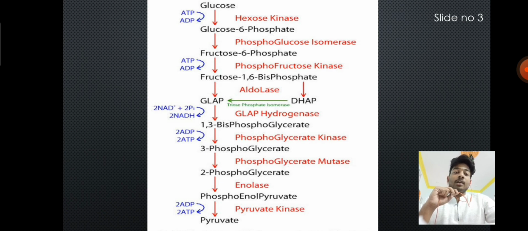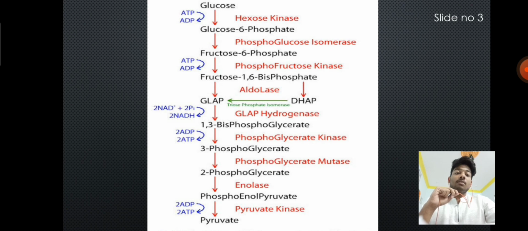Glyceraldehyde 3-phosphate and dihydroxyacetone phosphate are isomers. Hence, they can be interconverted into each other. This interconversion takes place in presence of enzyme triose phosphate isomerase. Glyceraldehyde 3-phosphate now converts into 1,3-bisphosphoglycerate. It occurs in presence of glyceraldehyde 3-phosphate dehydrogenase. During this process, we generate one molecule of NADH.